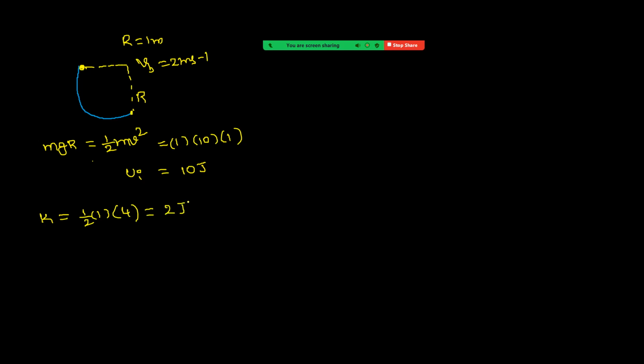That is now 2 joule. If there is no friction, this potential energy completely converts into kinetic energy, that is 10 joule. Now only 2 is available. So how much energy is lost? That is 8 joules of energy is lost. So the work done by friction is equal to minus 8 joule, because by friction, negative work is done. That's why energy is lost.